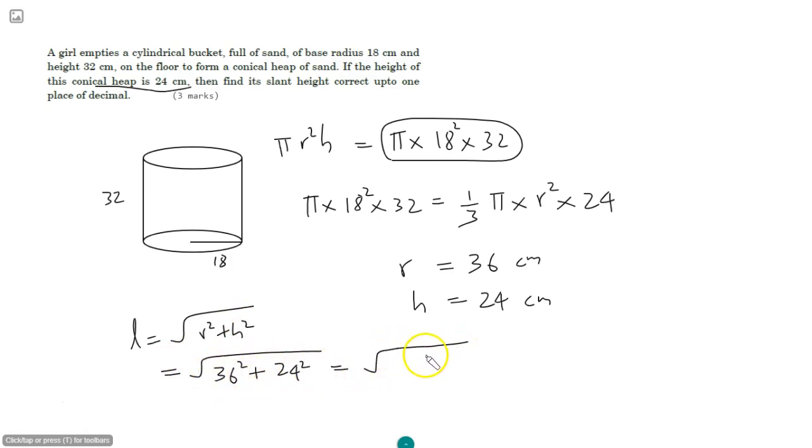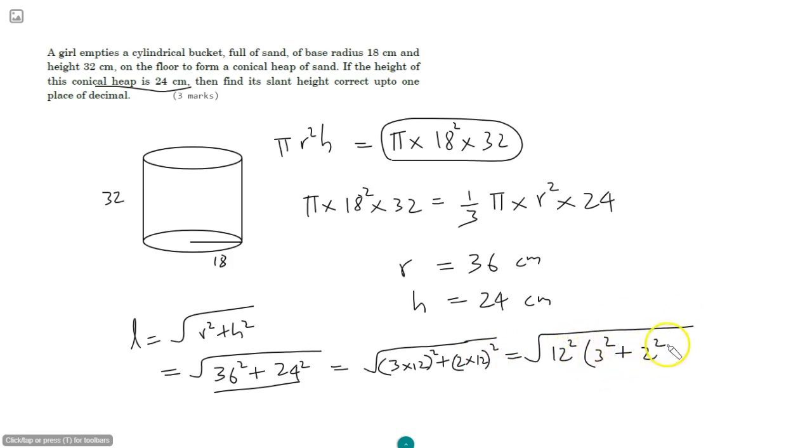So 36 is actually 3 into 12. We're just trying to simplify. You need to find the square root of this number correct to one place of decimal, so it will help if the number is small. That's what we are trying to do here. So 36 is 3 into 12, 24 is 2 into 12. So this is going to be root of 12 squared into 3 squared plus 2 squared. That's going to be 12 into root of 13.